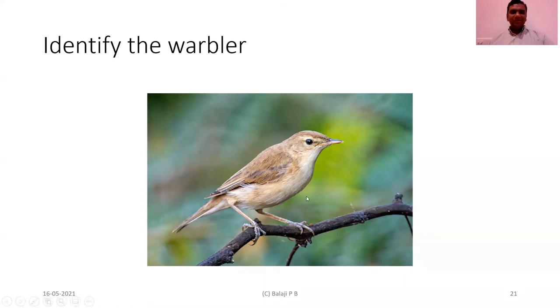Okay, sir. Actually, in fact, this is a booted warbler. The reason is that if you look at the tail, the outer tail feathers are pale. Both the blyth's reed warbler and the paddy field warbler have very dark outer tail feathers, and the paddy field warbler's tip will be very dark. Here you can clearly see that it does not show a pronounced dark tip. In fact, the tip is quite pale, and there's no eye stripe in this bird. This is a booted warbler. This is the reason why it's a booted warbler.